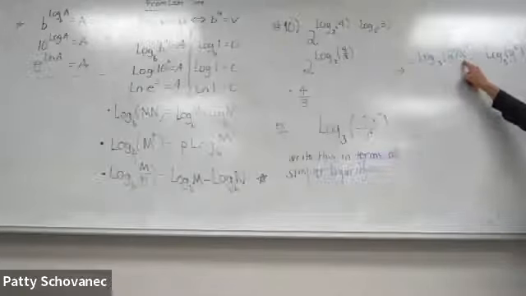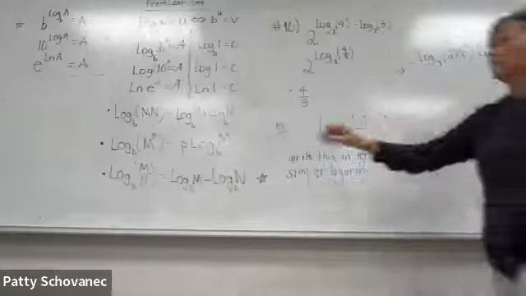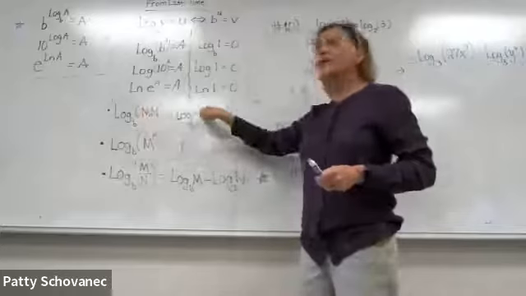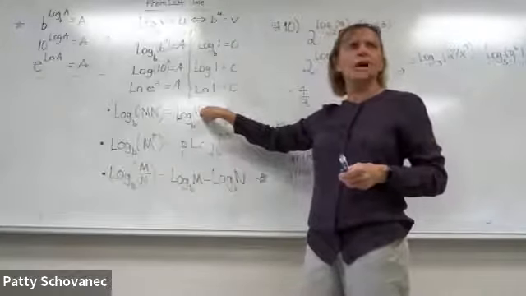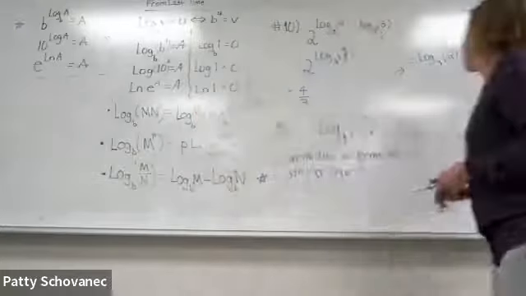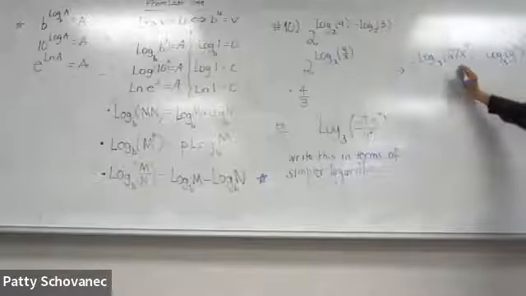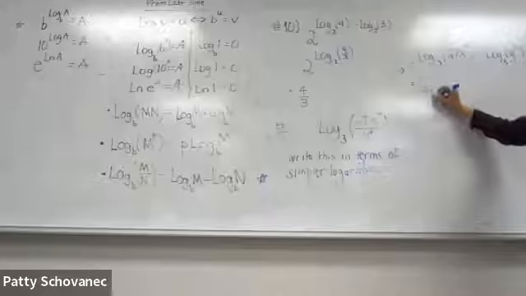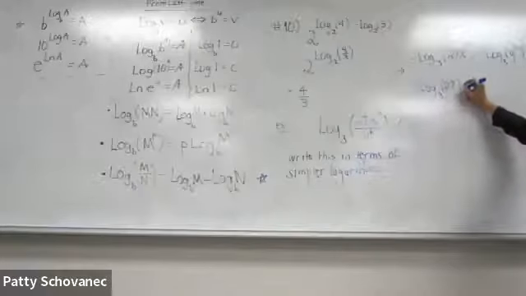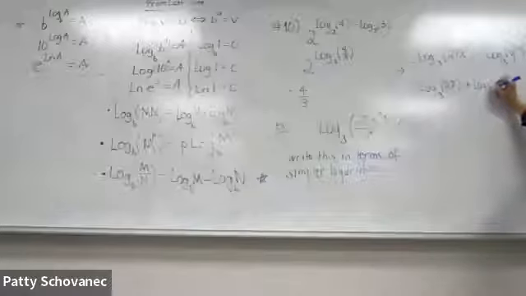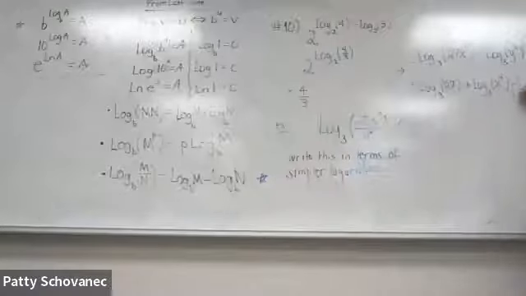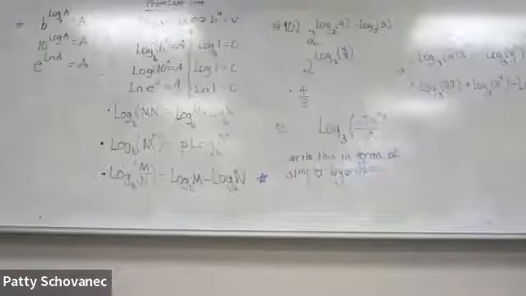I've got the log of a product, and the first property that I've written over there says that the log of a product can be written as the sum of two different logarithms. The log of the first factor plus the log of the second factor. So I'm going to write this as the log base 3 of 27 plus the log base 3 of x to the fourth. So I get the log base 3 of 27 plus the log base 3 of x to the fourth minus the log base 3 of y to the sixth.